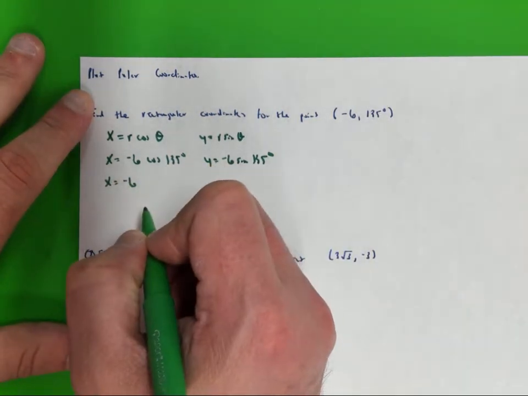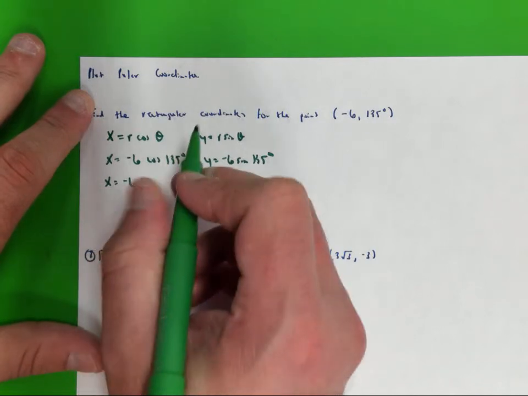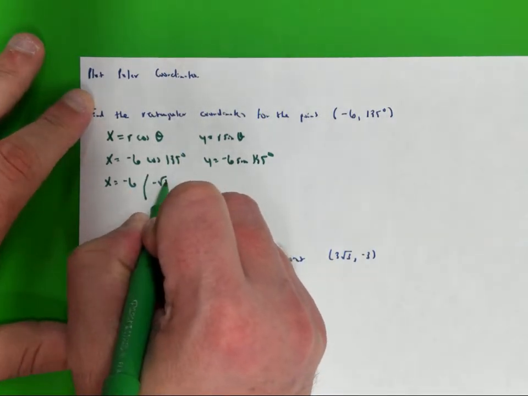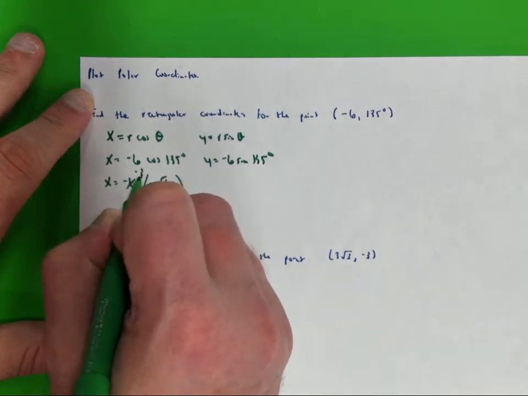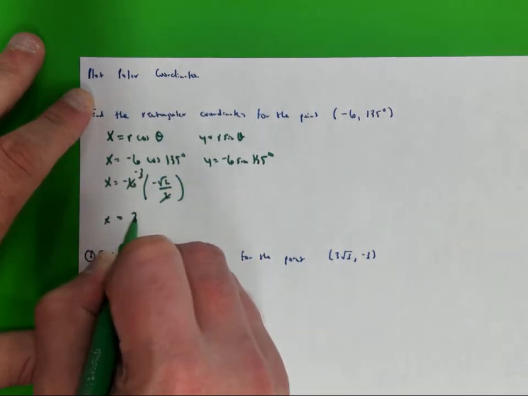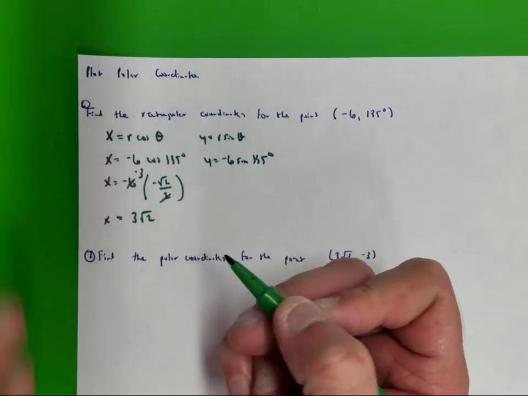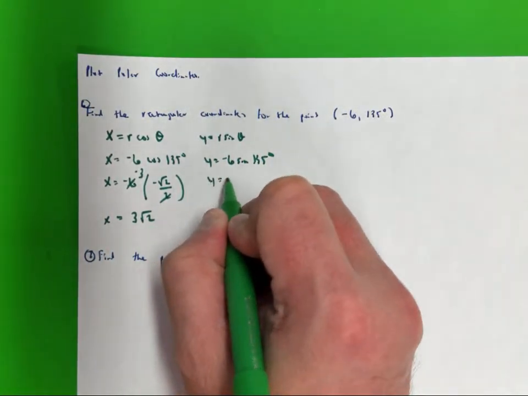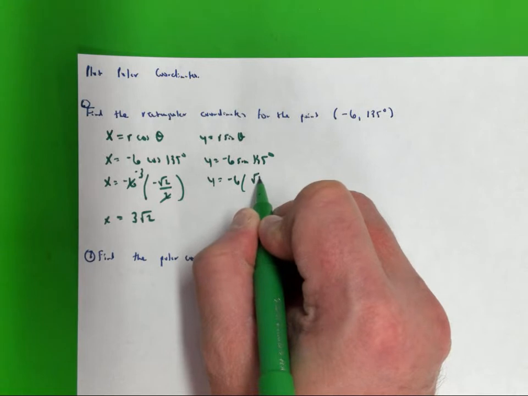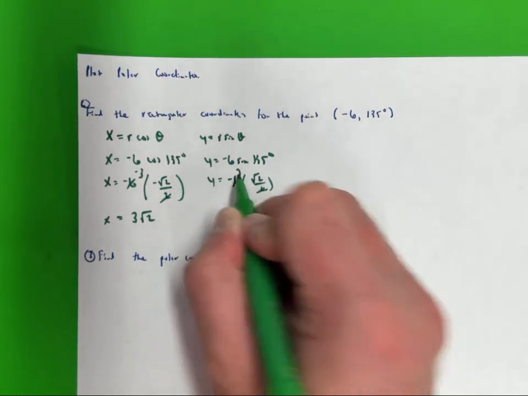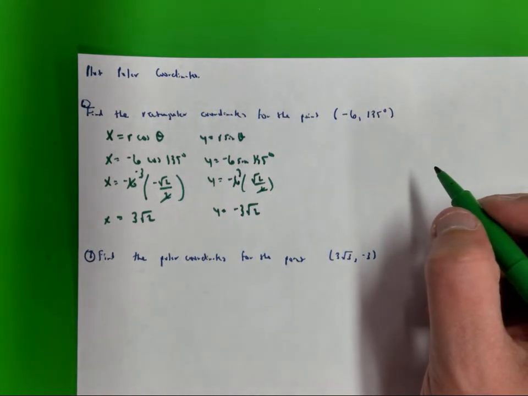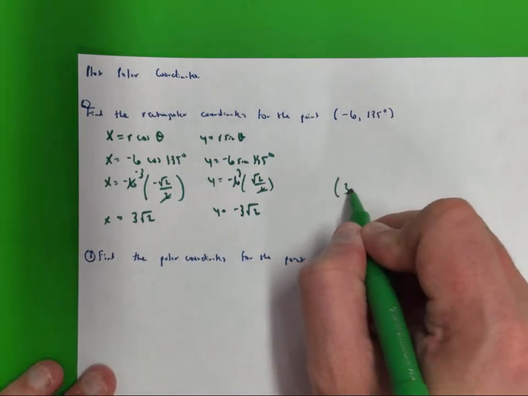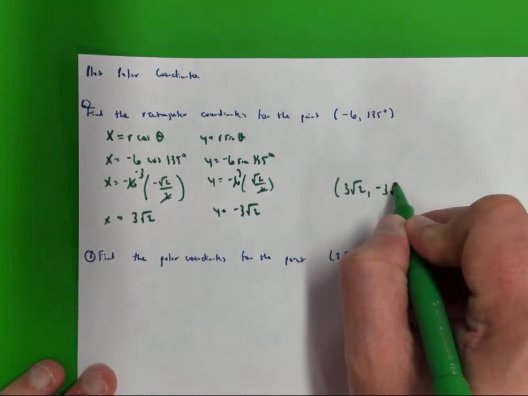135 is in quad 2. That's going to be negative square root of 2 over 2. Okay, so this cancels out and leaves a negative 3. A negative times a negative is a positive 3 square root of 2. Sine of 135 is square root of 2 over 2. That cancels out, leaving a negative 3. That's going to be negative 3 square root of 2. So your coordinates will be 3 square root of 2 and negative 3 square root of 2.